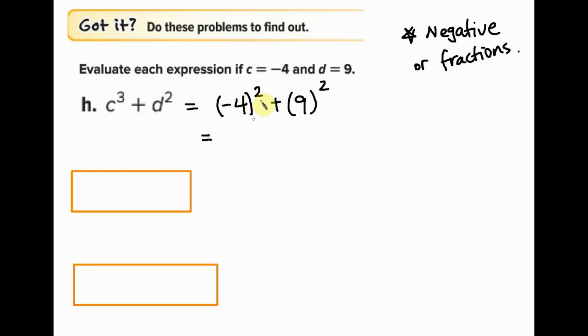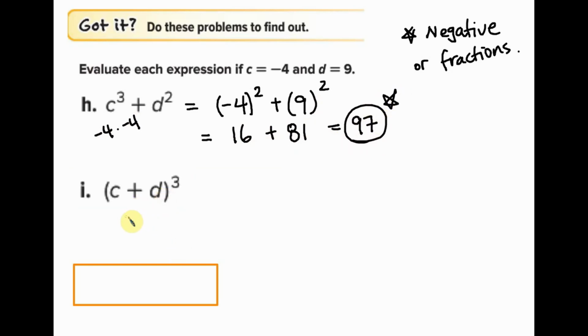So now negative 4 squared. So when you have negative 4 times negative 4, this will become positive 16. Plus 9 times 9, I should get 81. So in here, 81 plus 16, I should get 97. That's going to be my answer.